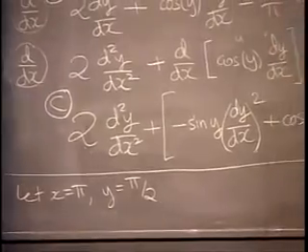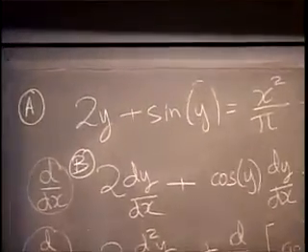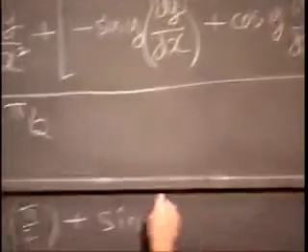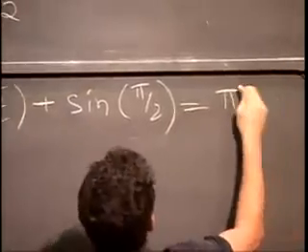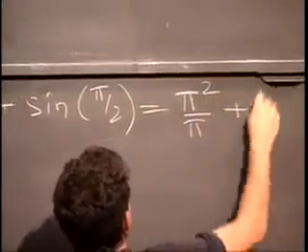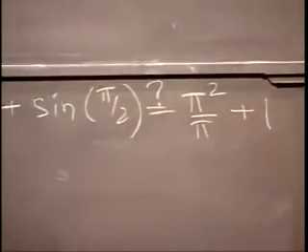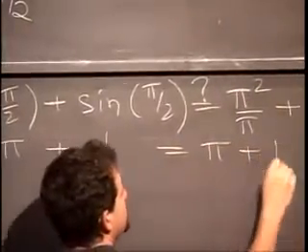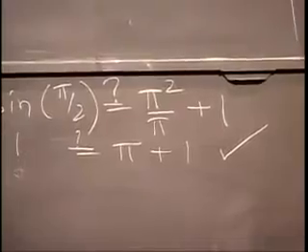Let's just plug this into A. This is actually just a check that this point is on the curve. We'll have 2y, which is 2 pi over 2, plus sine pi over 2, equals x squared. That's pi squared over pi plus 1. Let's just put a question mark because we don't know if that's true. The left-hand side is pi. Sine pi over 2 is 1. And that is indeed pi plus 1. Yes. So the reality check, the point lies on the curve.